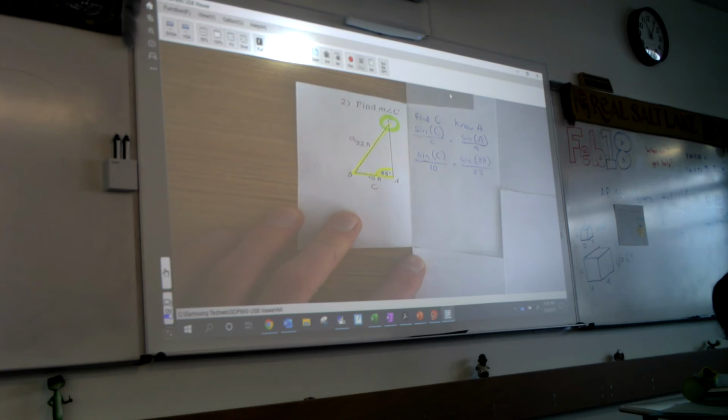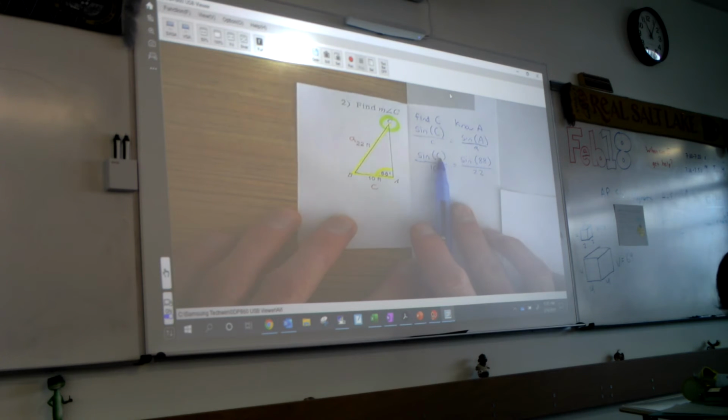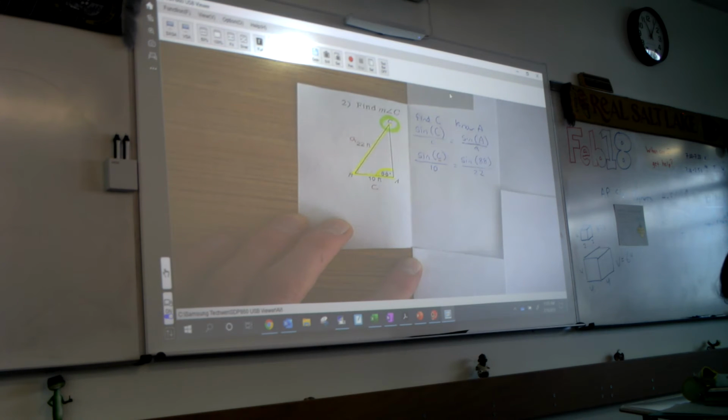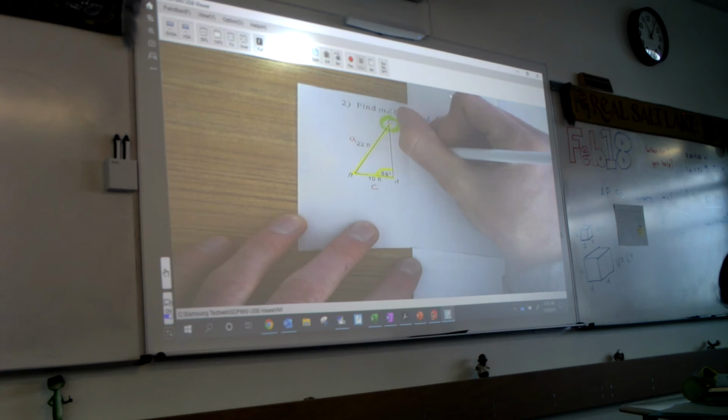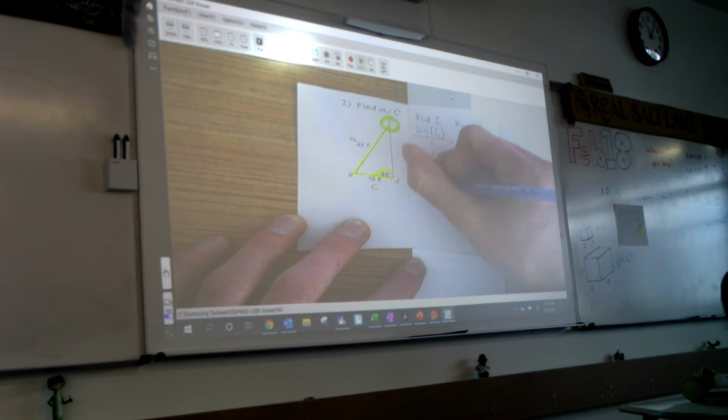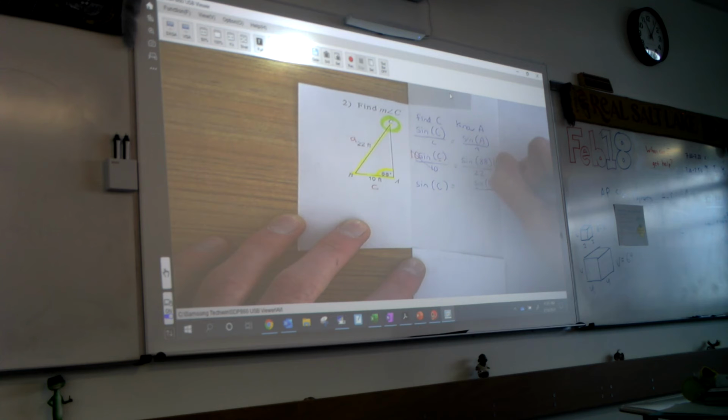So again, we put the angles on top because we're finding a missing angle, and then we just plug in what we know. If you do this right, there should only be one thing that you don't know, which is what we're going to solve for. Isaac, what do you think our first step is going to be here to solve for C? To multiply. Yep, multiply by what? 10. Great. Multiply by 10 on both sides. 10 divided by 10 is 1, so then that just leaves me with sine of C is equal to sine of 88 degrees times 10 over 22.